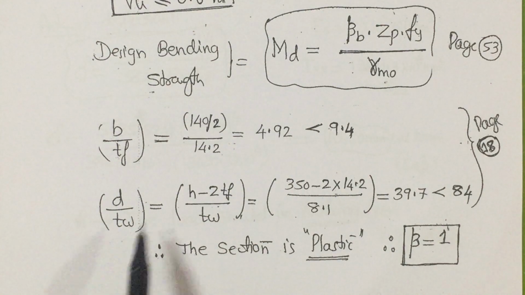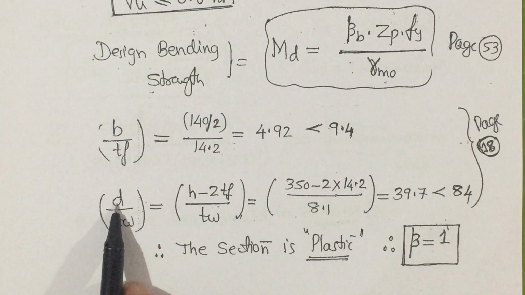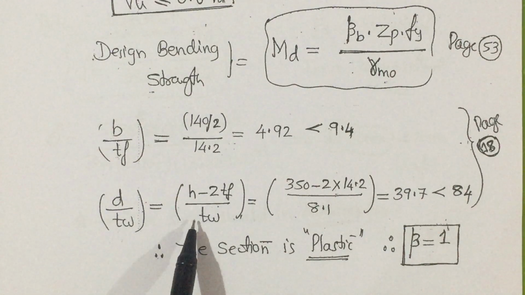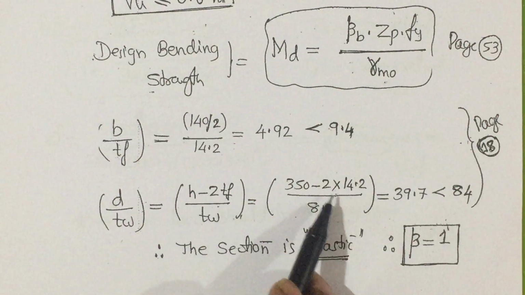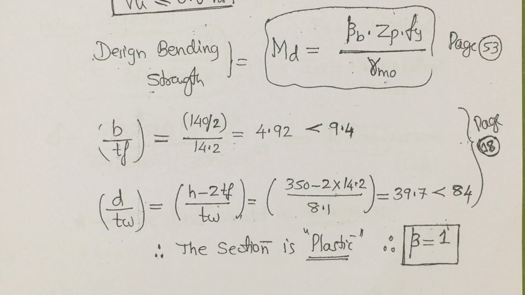Then d by Tw, you are going to get that one as d is given by H minus 2 into Tf, divided by Tw. Substitute the values, you will get the value as 39.7.